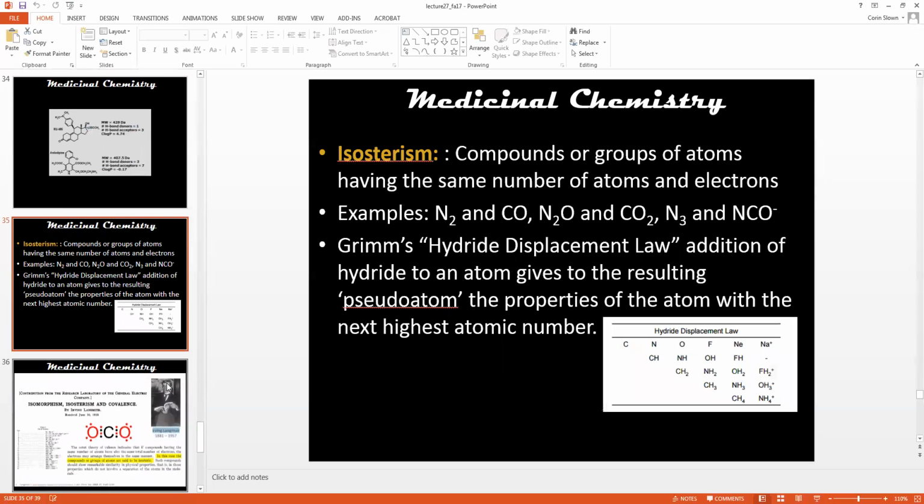The last thing we're going to talk about in terms of medicinal chemistry is this idea of isosterism. So these are compounds or groups of atoms that have the same number of atoms and electrons. Examples would be N2 and CO, or N2O and CO2, or N3 and NCO. This is what we refer to as Grimm's hydride displacement law, which is the addition of a hydride to an atom gives the resulting pseudoatom the properties of the atom with the next highest atomic number. So this is the hydride displacement law.